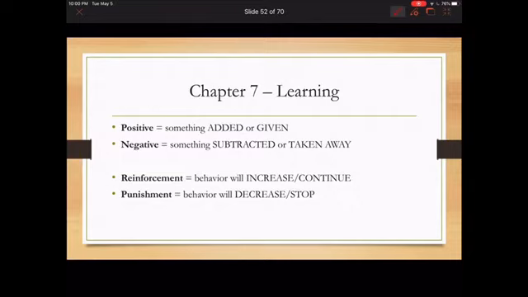And so when something is positive, think of that as a math expression. Something is added or given. But if it's negative, something is subtracted or taken away. Positive and negative has nothing to do with good or bad. All it has to do with is whether you are adding something or taking something away. And then again, reinforcement, the purpose is to increase the behavior, so it's a good behavior that we want to continue. And punishment is for bad behaviors. We want these behaviors to stop.